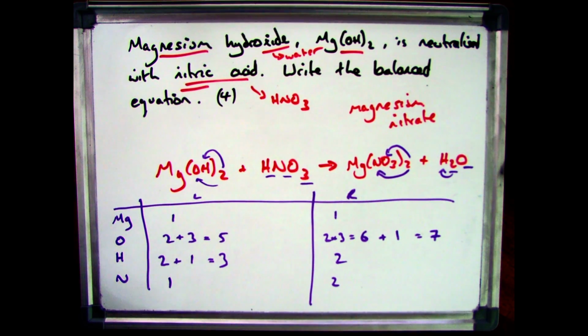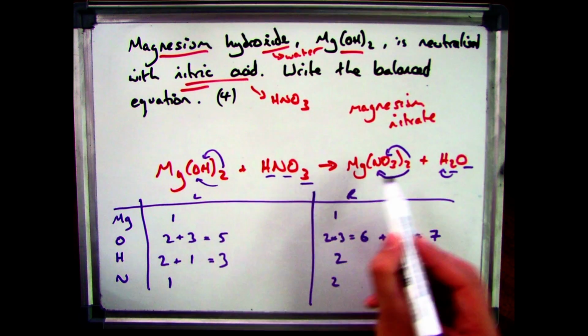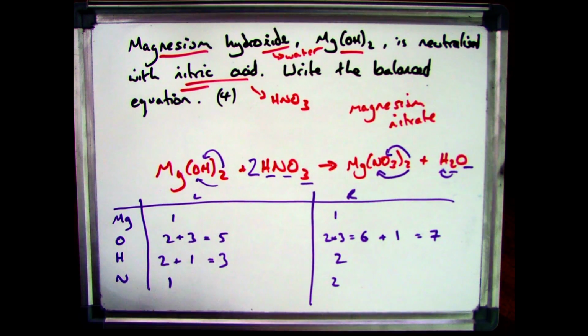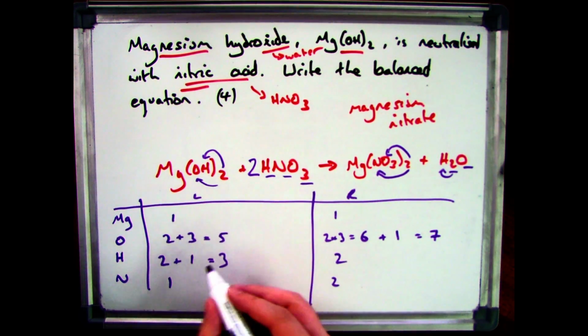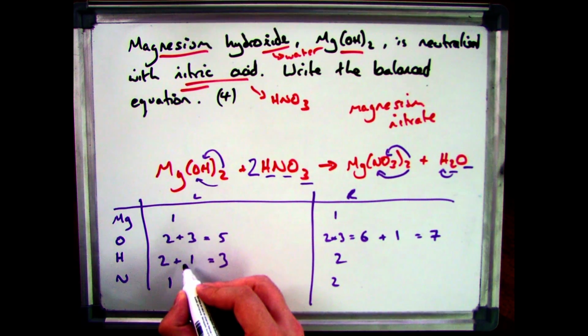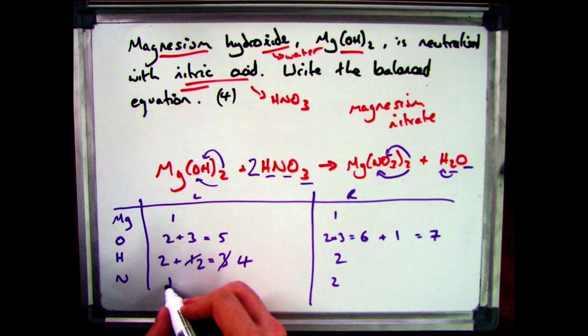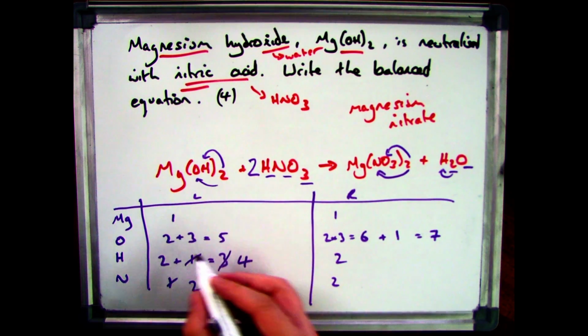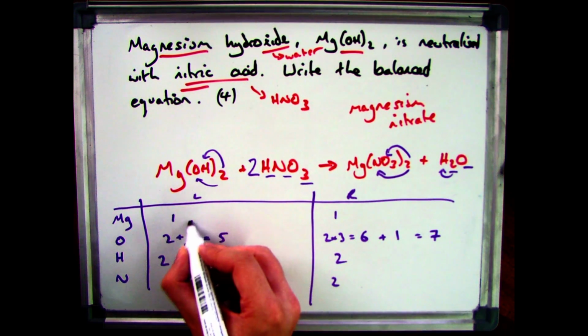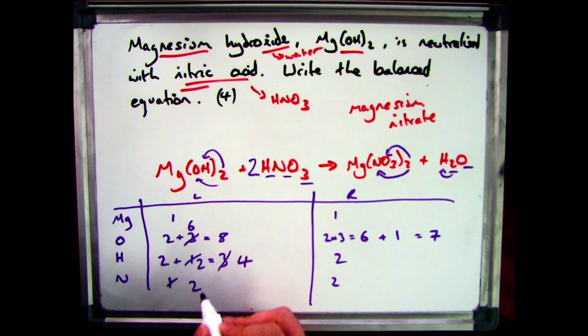Now when it comes to choosing something to balance, although magnesium nitrate is a big compound, everything in there is even. So let's have a look at my nitric acid and put a 2 in front of there and recount. So my hydrogen, I had 1, I've got 2, plus my 2 from my magnesium hydroxide gives me 4. I've got 2 nitrogens, and then I've doubled my oxygen, so I've got 6, plus my 2 from my magnesium hydroxide, that gives me 8.